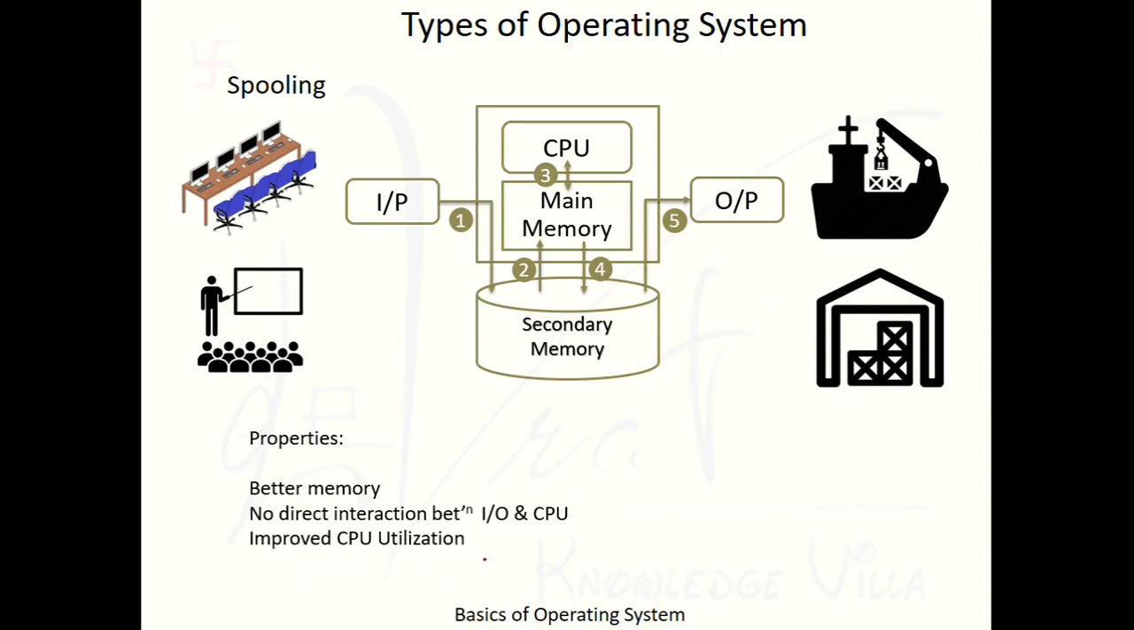Next, improved CPU utilization. Why? Because in the earlier system, CPU was in direct interaction with input output devices. It means CPU was wasting time on loading and unloading the data. Right now, whenever some input is loading or some output is unloading, at that time CPU can process other data which was already stored earlier. Get it? So it means we can increase the performance of CPU as compared to the batch operating system.